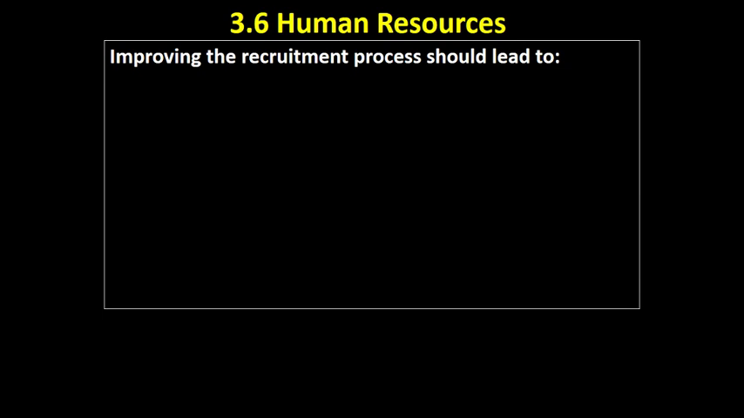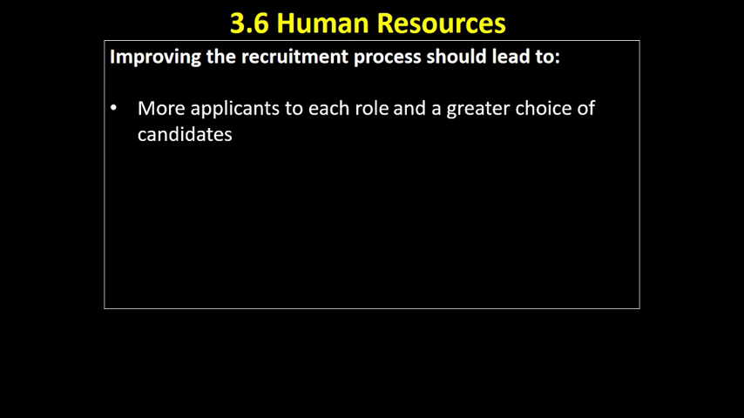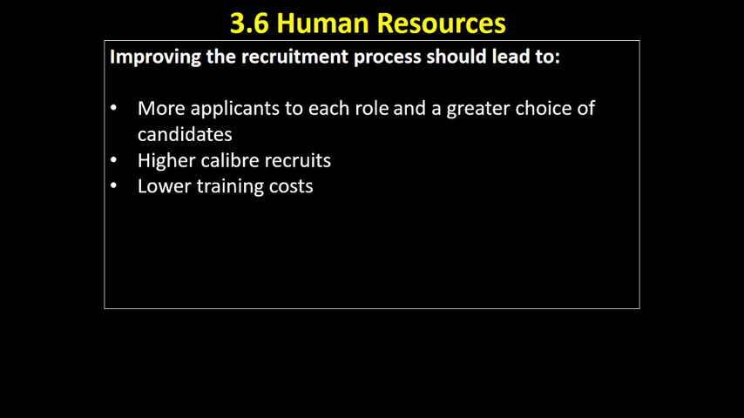So, improving the organisation of the recruitment process, really important part of trying to manage the human resources in an organisation. It should basically improve the whole organisational flow. So if we get a better recruitment process, number one, we should get more applicants for each role and therefore a greater choice of candidates. We should get higher calibre recruits. If we've got more people applying, then hopefully just by the sheer amount of numbers, then we should have higher calibre people applying. This is going to reduce our training costs.